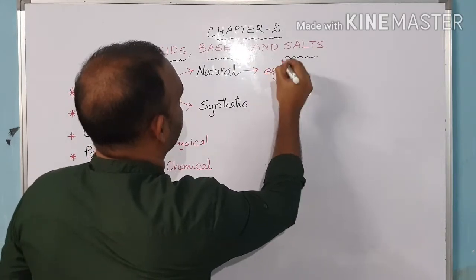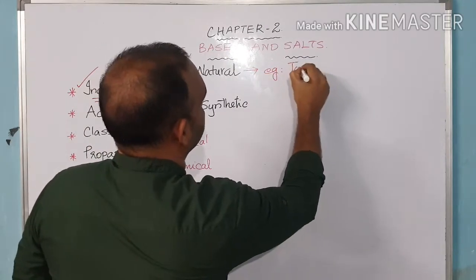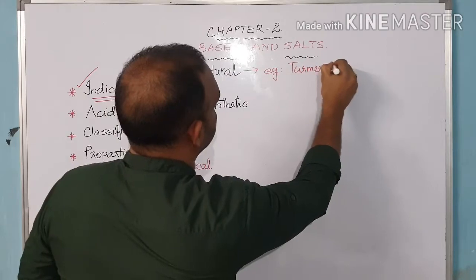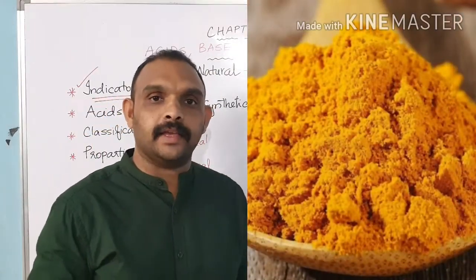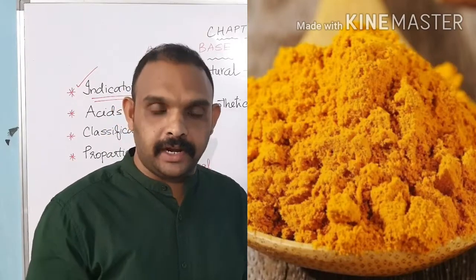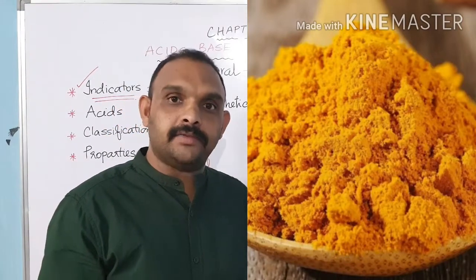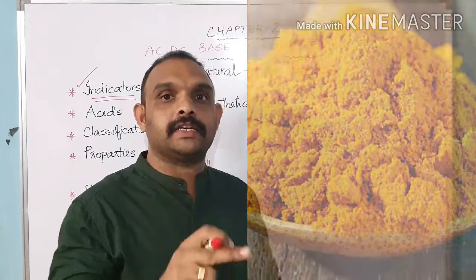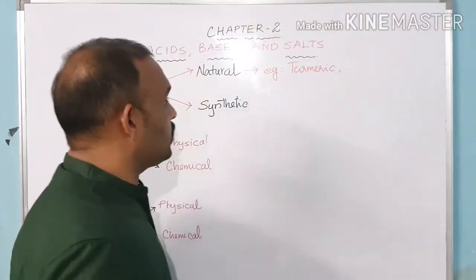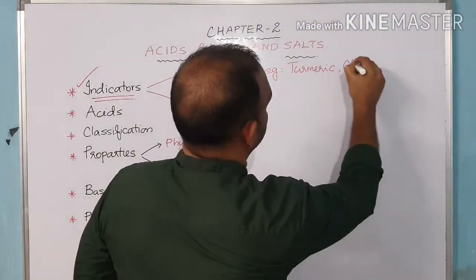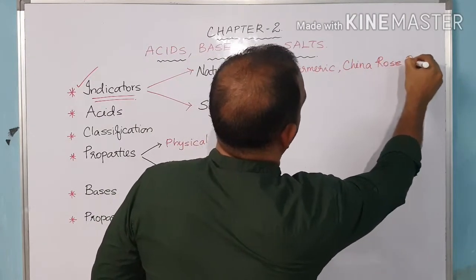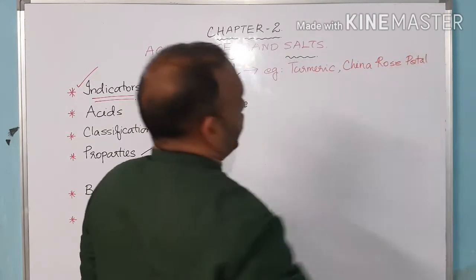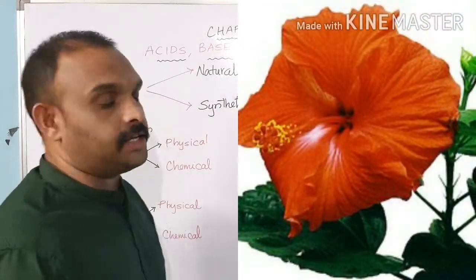Some examples I can write here. Turmeric, haldi, which is used in the kitchen for cooking, is a good example of a natural indicator. It will give a color change when it is treated with acid or base. Another example is China rose petals. China rose petals also act as an indicator.